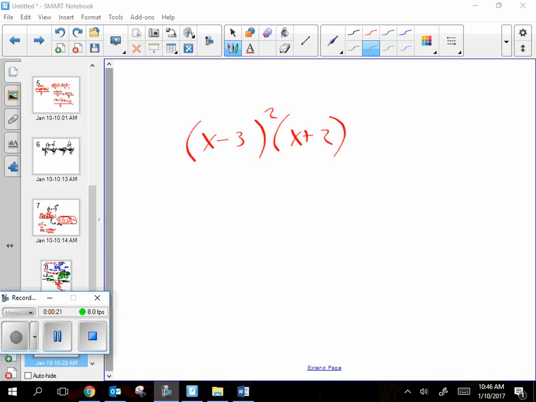That's a fairly easy one. And that's in factored form, which makes it pretty nice. Can you sketch that for me? I'm going to pause for a moment while you give that a try.